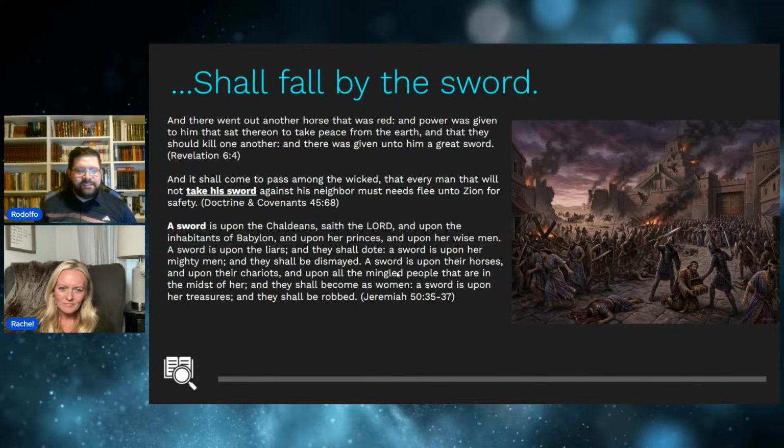Okay, and this is in Jeremiah. A sword is upon the Chaldeans, again Babylon, Chaldea, same location, neighbors, same area of Greater Babylonia. The sword is upon the Chaldeans, saith the Lord, and upon the inhabitants of Babylon, and upon her princes, and upon her wise men. A sword is upon the liars, and they shall dote. A sword is upon her mighty men, and they shall be dismayed. A sword is upon their horses, and upon their chariots, and upon all the mingled people that are in the midst of her. That's interesting, right? Mingled. This is the woman, Babylon, and they shall become as women.